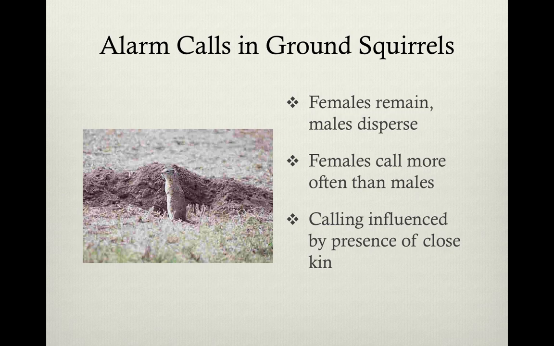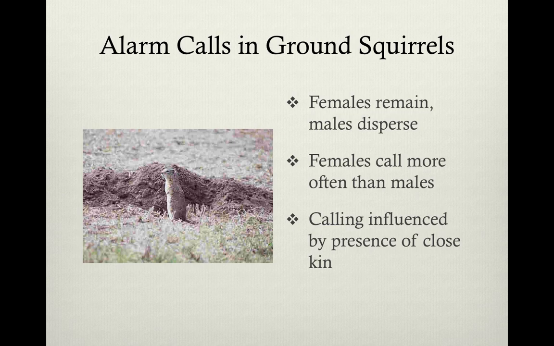So, why would we expect, given that males disperse and females stay behind, that females would call more? Well, precisely because females are going to be surrounded by their relatives: their sisters, their mothers, their grandparents, their own offspring, and so on. Males potentially would have their own offspring surrounding them, but they're not going to be surrounded by other genetic relatives. So there are fewer relatives present for males than there are for females.